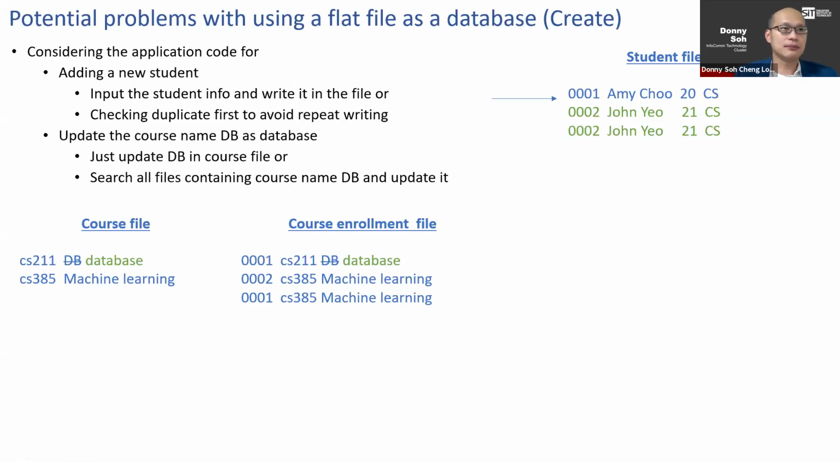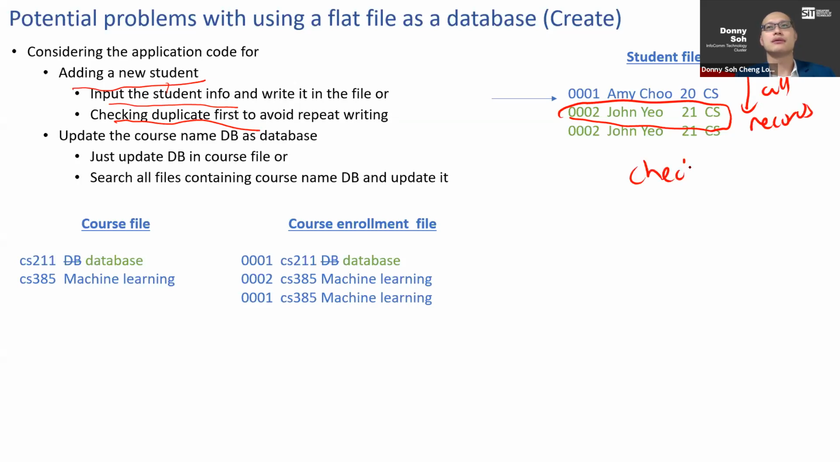Potential issue, some additional elaboration. If I want to add a new student, I have to input the student info and write it to the file. But before that, I have to check for duplicates first. So as I was saying earlier, if I have a John Yo here, I have to go through all my records. Check. No duplicate. Then I insert this new record in. Okay, so this is one of the big issues.